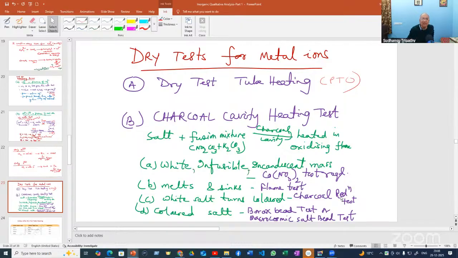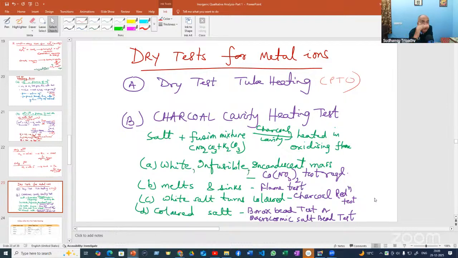What is dry test tube heating? You get a lot of information by heating the salt in a dry test tube. If it is a hydrated crystal, then water of crystallization will come out and deposit at the cooler part. If it is a nitrate salt, a decrepitation sound will happen. Some alkali metal salts will melt in the test tube. So you get some information by simply heating salt in a dry test tube.